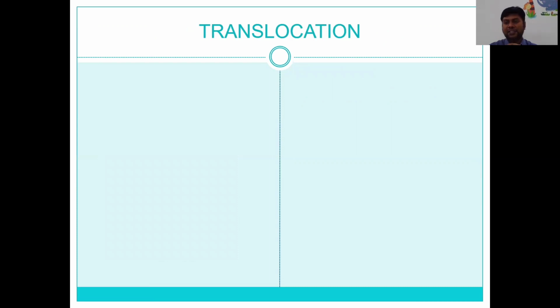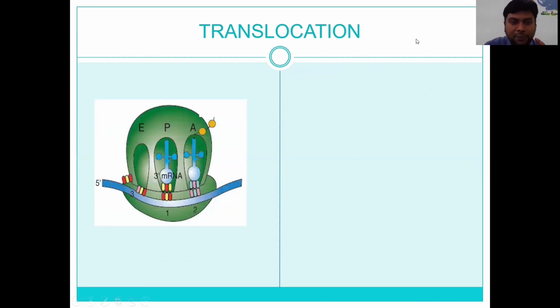Once the peptide bond is formed, it moves to the third step, which is the translocation step. In this translocation step, once the peptide bond is formed, the ribosome will be pushed by a distance of 3 nucleotides in the 5' to 3' direction. You can see here in this picture the entire ribosomal unit, only the ribosome, moves. The tRNA and mRNA will not move.